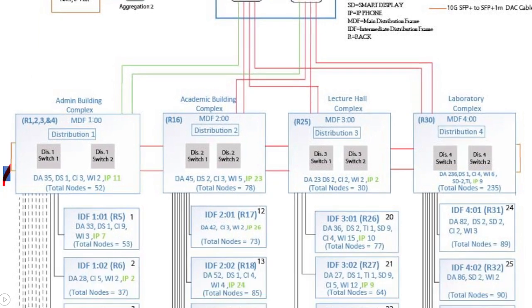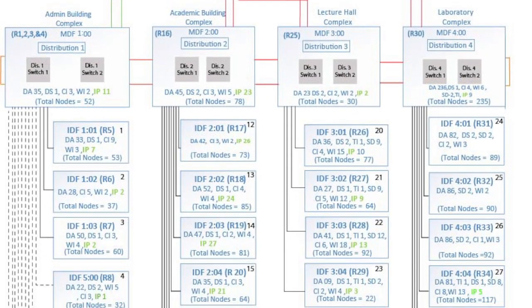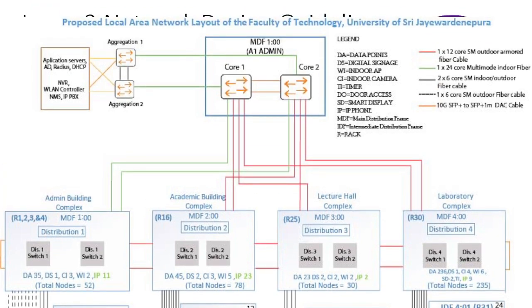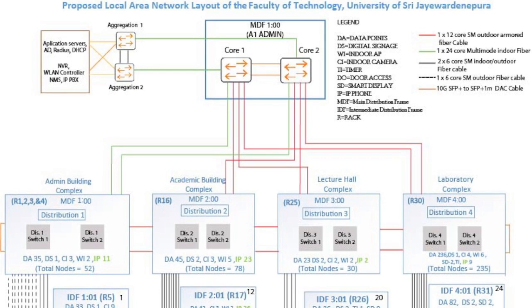Then we have other switches connecting back to distribution, again using fiber backbones, but they are much different types of fiber because our need is somewhat different there. So this is the interconnectivity of switches that we have at the technology faculty.